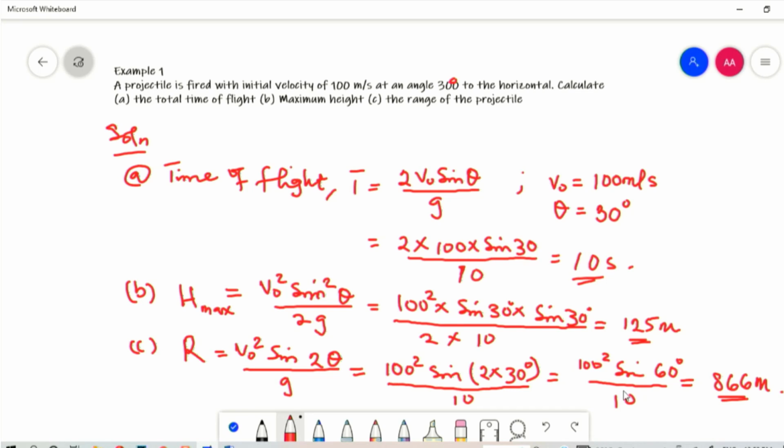So you have seen that motion in 2 dimensions involves the horizontal component and the vertical component, and you are able to define those properties of the projectile, and you can use the formulas for those properties to solve simple problems.